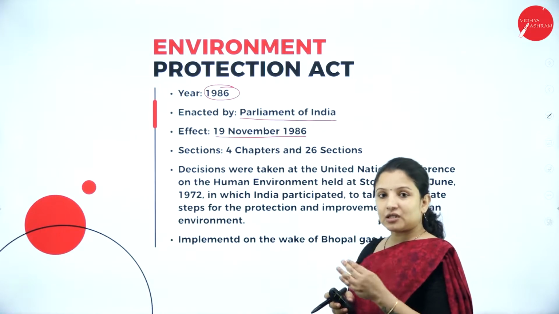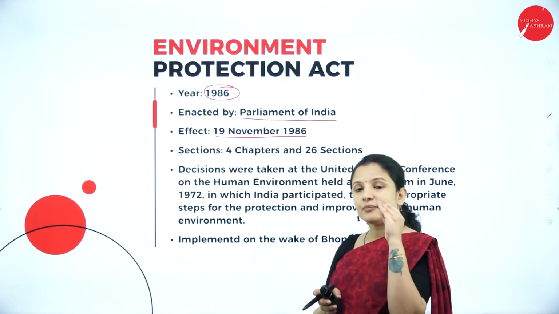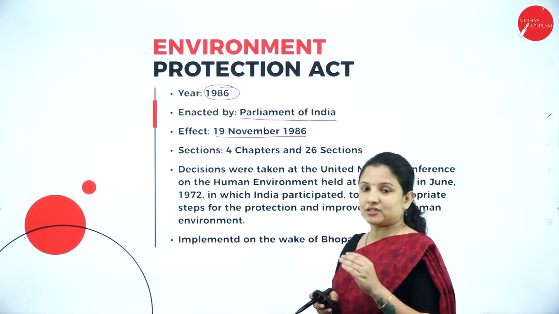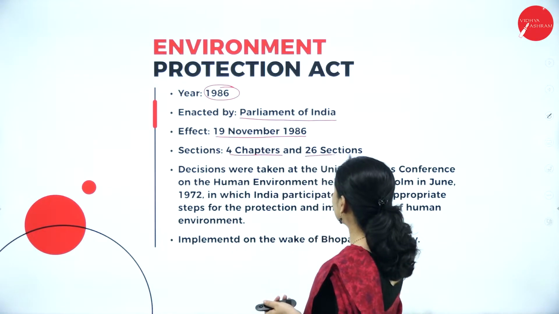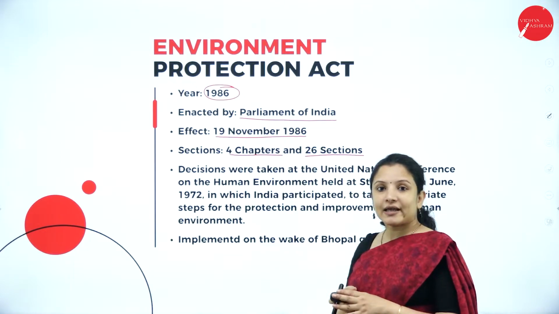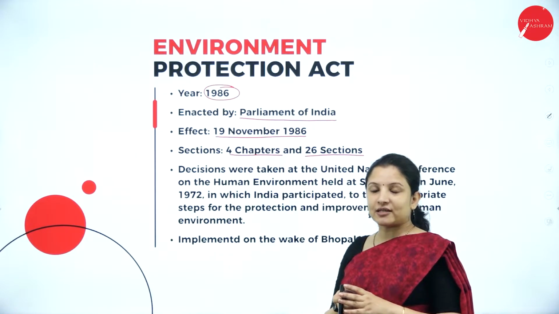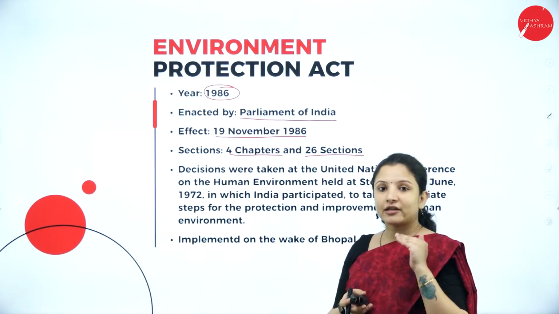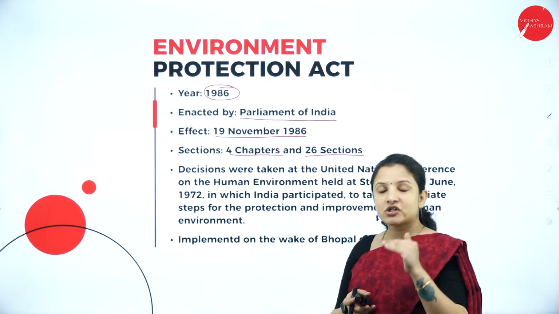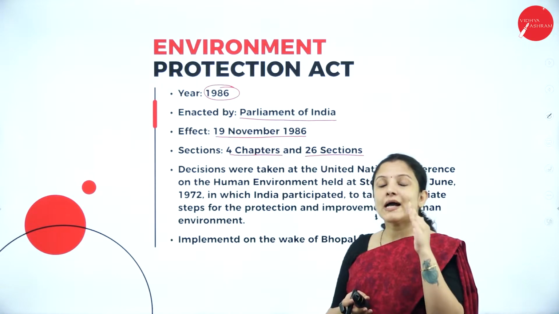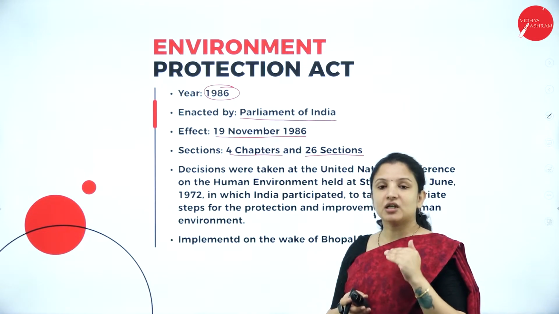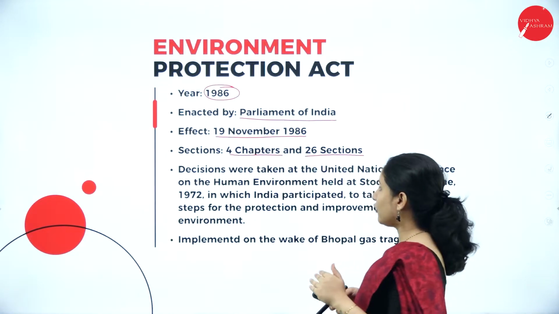In this particular act, there are different sections present. It consists of 4 chapters and 26 sections. So what is there in these 4 chapters and 26 sections? Every rule and regulation which the central government and the state government have to follow, and which the people of that particular country also have to follow.